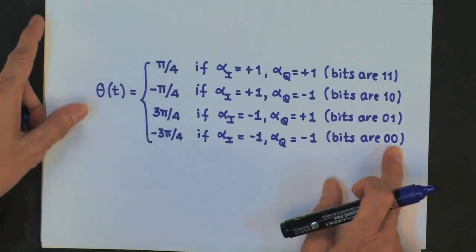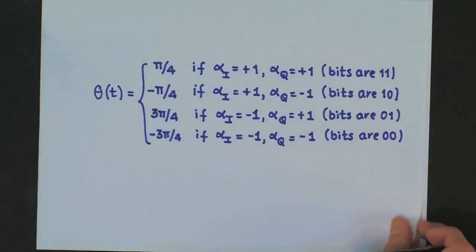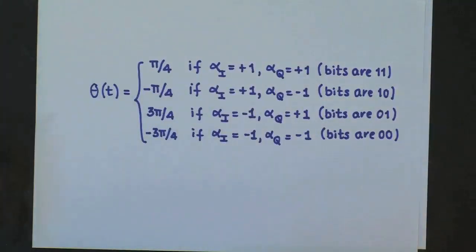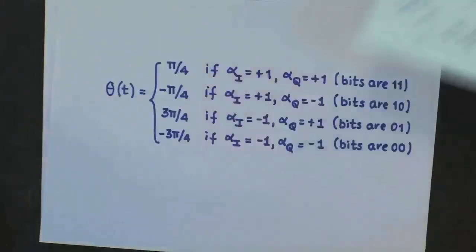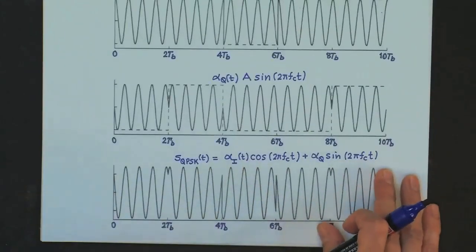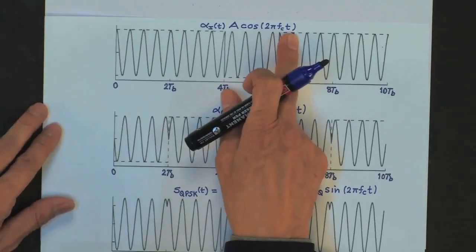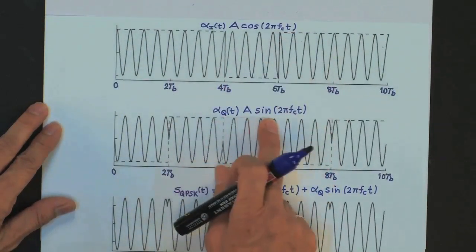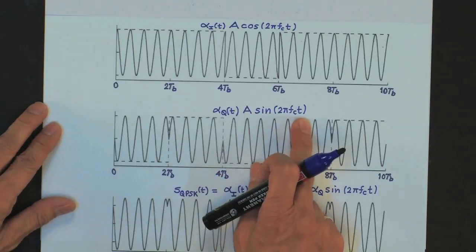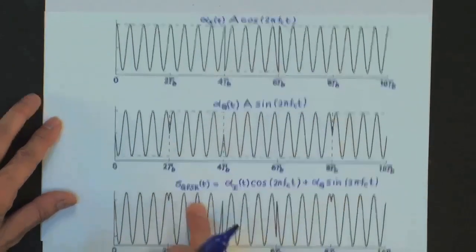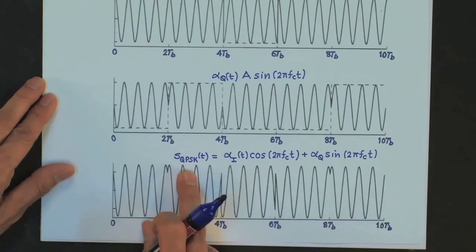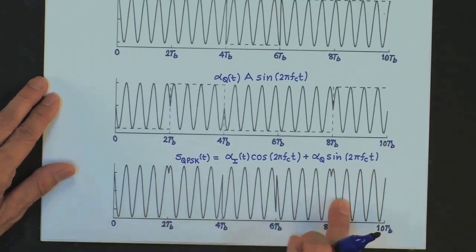So, using this alpha t and demultiplexing, after modulation we get this waveform. So, alpha i t A cos 2 pi fc t, alpha q t A sin 2 pi fc t, and the summation of these two is the QPSK signal which we have generated.